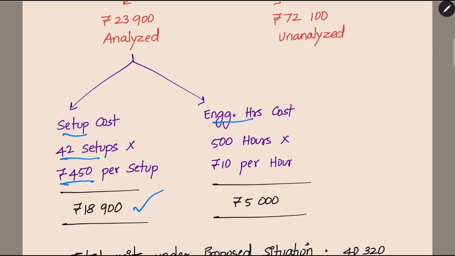For engineering hours, there are a total of 500 hours in the current production period and the cost is rupees 10 per hour. Total engineering hours cost is 5,000. This 23,900 is broken down into these 2 parts.